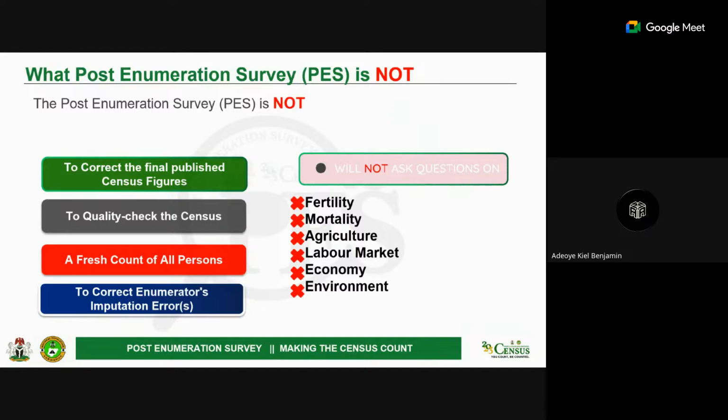A PES will not ask questions on mortality, agriculture, labor market, economy, and environment. All these have already been asked in the main census. In previous years the questionnaires used to be extremely large because they included a lot of these other questions. The modern PES goes straight to the point and doesn't ask all these things. It makes it smart and brief.